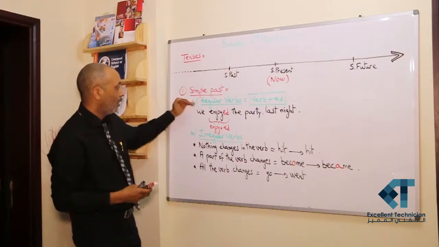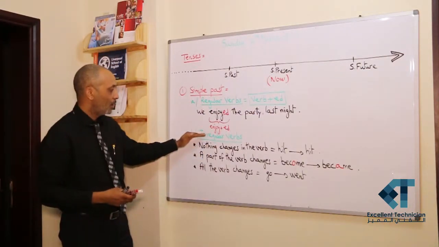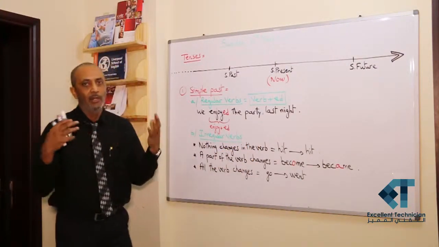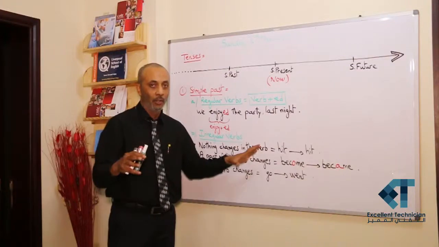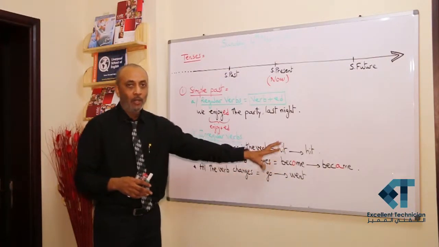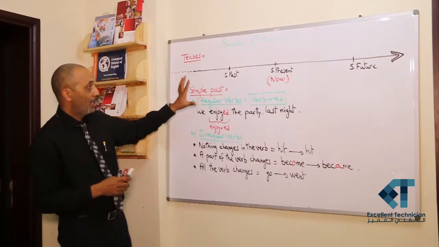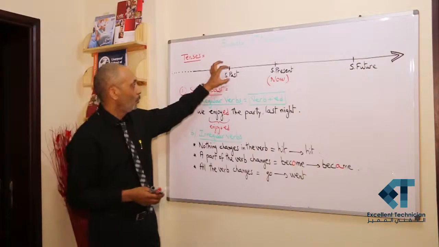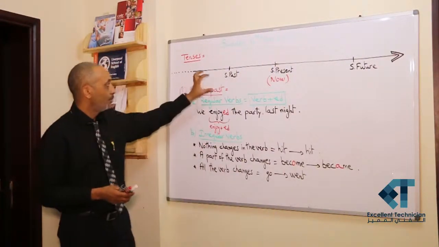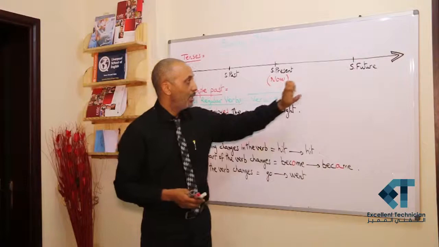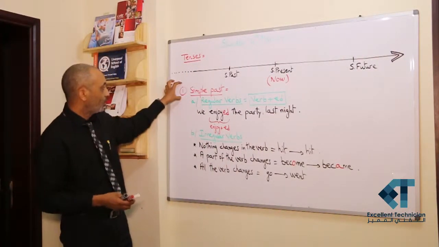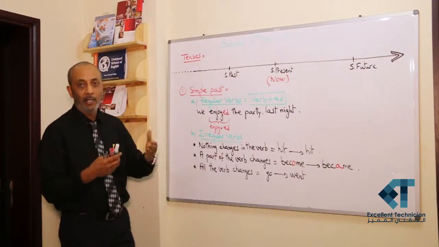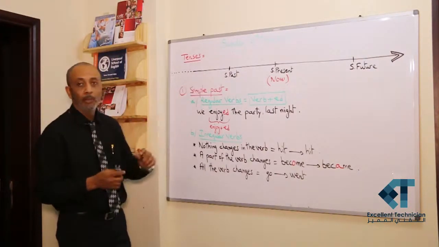So we have regular, verb plus ed, and irregular: sometimes a part of the verb changes, sometimes all the verb changes, sometimes there is no change at all. As you can see in the examples on the board. So I think now you have a clear idea about simple tenses, which are three: simple past, simple present, simple future. Now, this is part one about simple past. We move to the second part, which is the simple present.